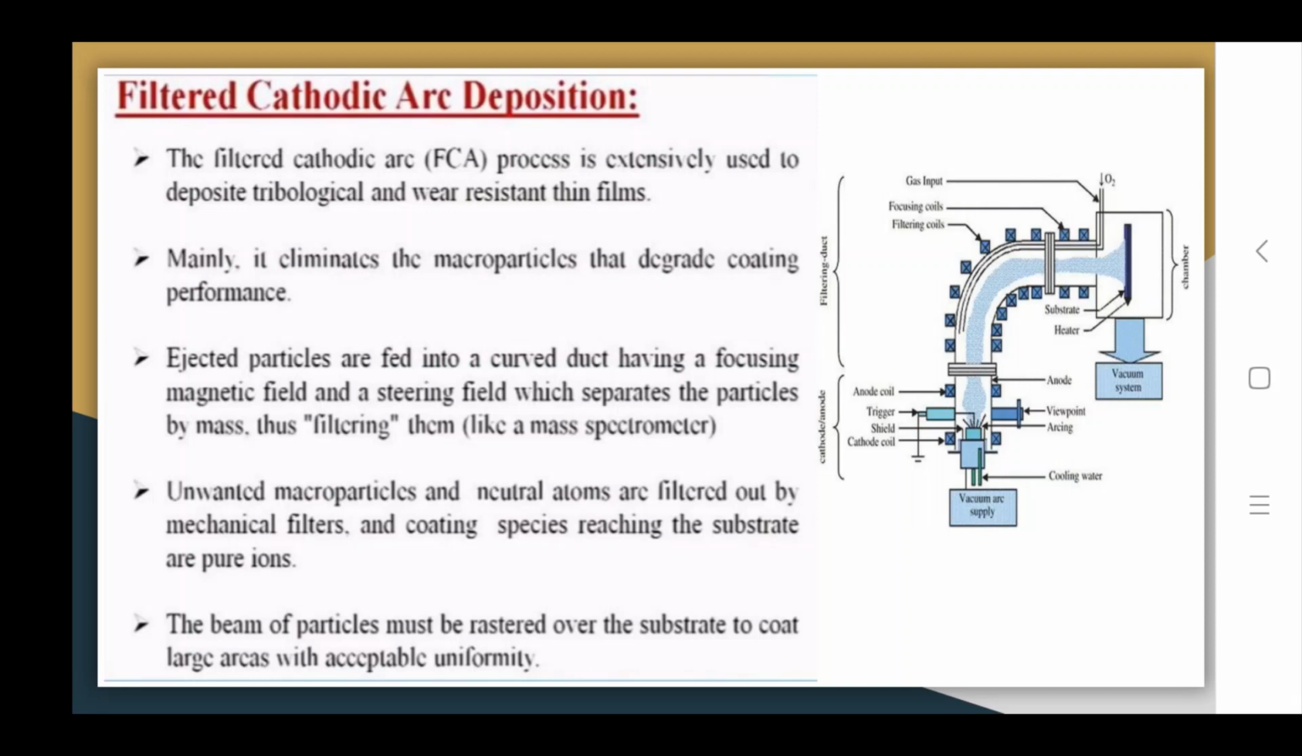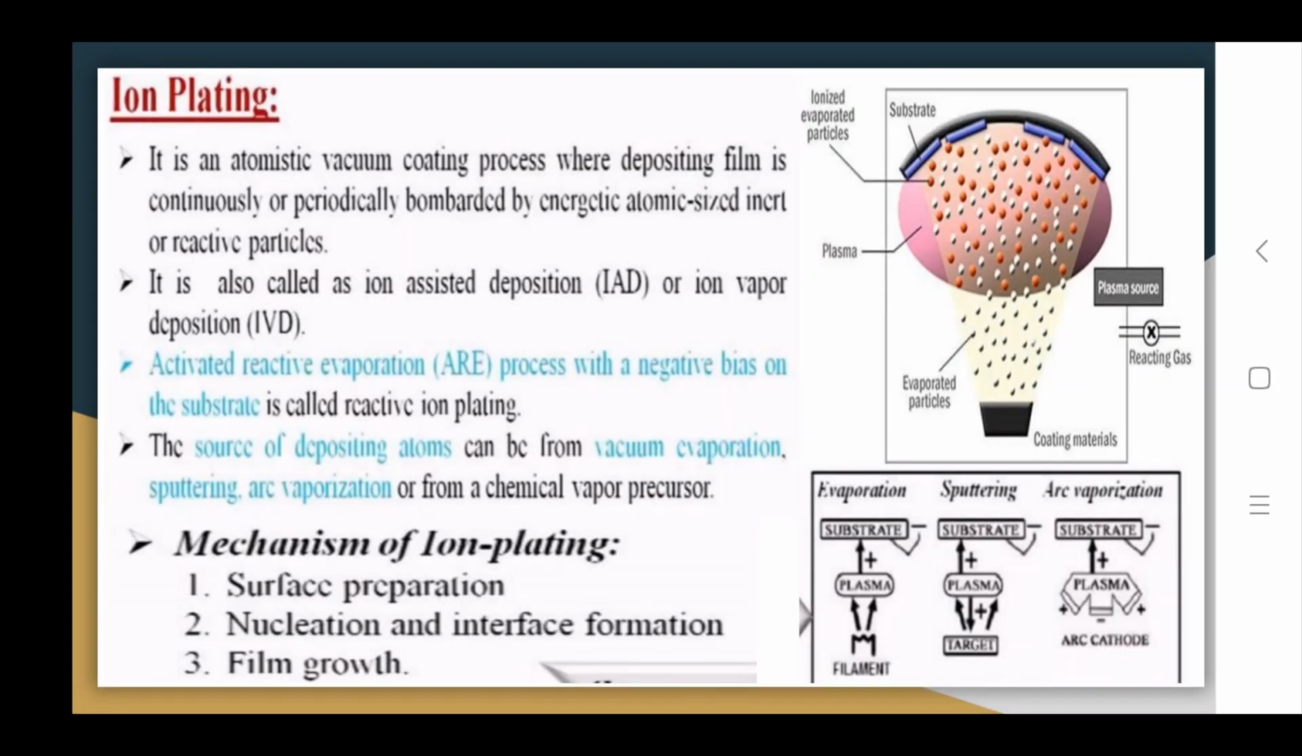Let us discuss the next one, ion plating. It is an atomistic vacuum coating process where a deposited film is continuously or periodically bombarded by energetic atomic sized inert or reactive particles. Here we are not putting any kind of heat, any electron beam, or any laser. We are using certain energetic atomic sized inert or reactive particles, bombarding the source material, and then doing the coating onto our substrate.